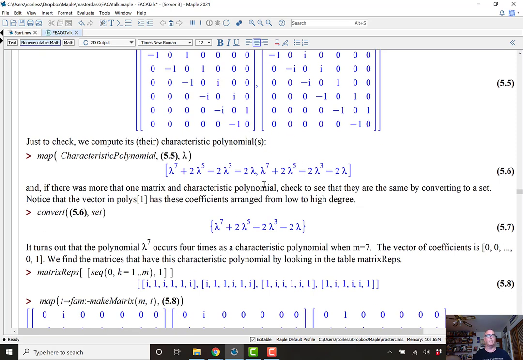Yes, the same polynomial appears twice for these two different matrices. And the matrices are different. Down here we've got 1 and 1, here we've got 1 and i. So we have two different matrices that have the same characteristic polynomial. Okay, that's normal.